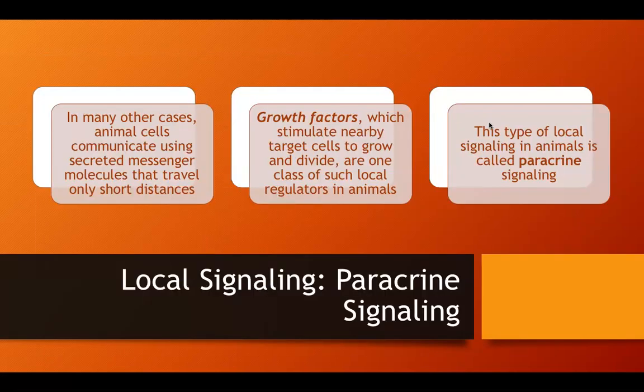So when we talk about paracrine signaling, it's important to know that in many cases, animal cells are going to communicate using a secreted messenger, and these molecules are going to be able to travel only a short distance. So that's where we have things like our growth factors. Growth factors will actually stimulate cells to grow and divide and to perform other types of cellular activities. And so this type of local signaling in animals is called paracrine signaling.